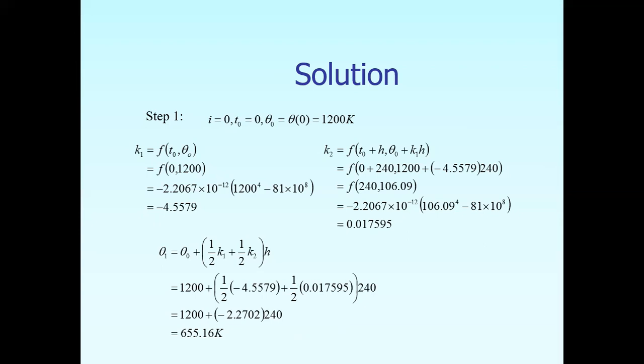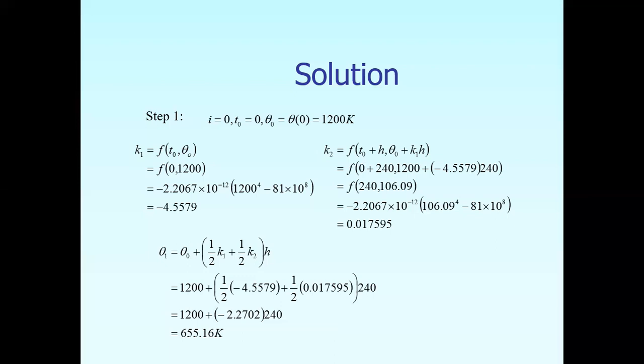Then we can put the value of theta 0 and t0 in that equation and find the values of k1 and k2. Now k1 is equal to f of 0 comma 1200, that is, put the value of theta in that equation, is equal to minus 2.2067 into 10 raised to minus 12 into 1200 raised to 4 minus 81 into 10 raised to 8. By solving this equation, the value of k1 should be equal to minus 4.5579.